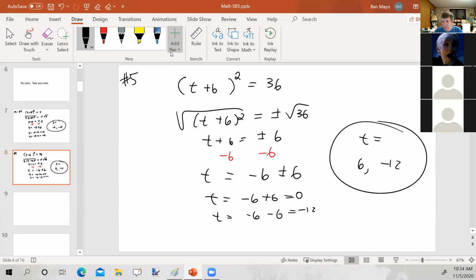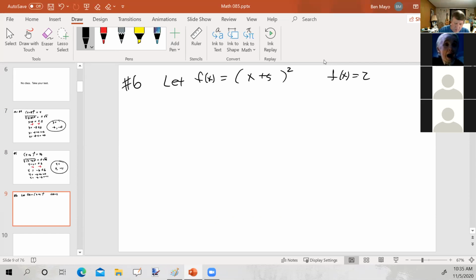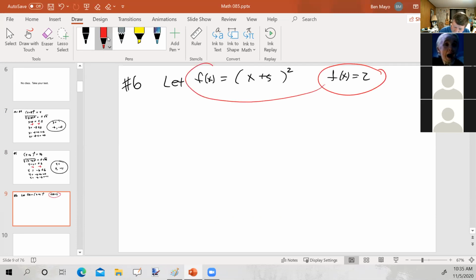I don't really know how to do question 6. All right. What's it say? It says let f of x equal, in parentheses, x plus 5 to the second power. And then for what values of x is f of x equals 2? All right. So what we're going to do is we're going to take that and put it right there. So our equation becomes that. Are you okay with how I got there? Yes. So now it's in that nice form.